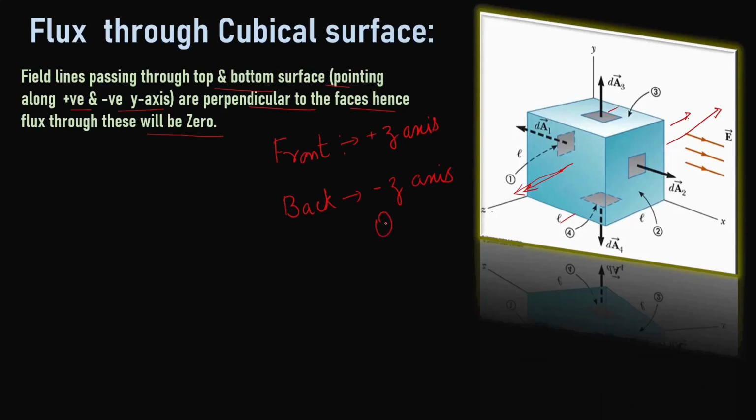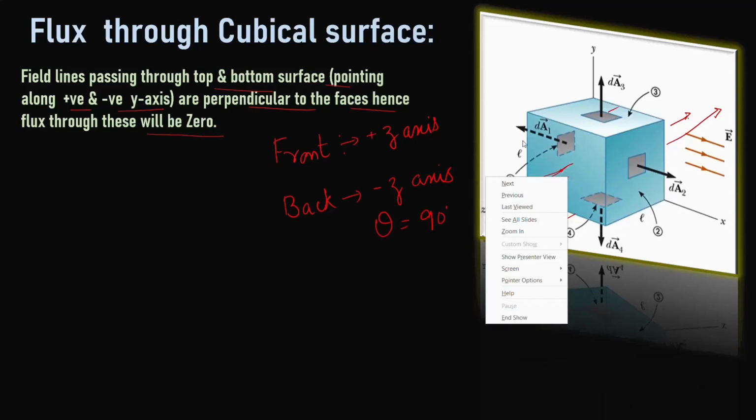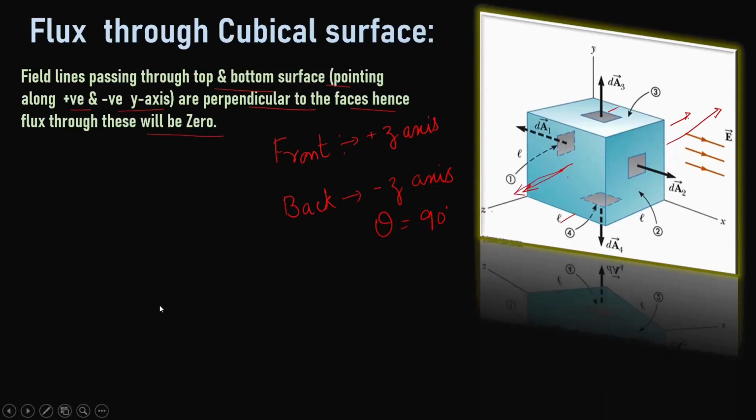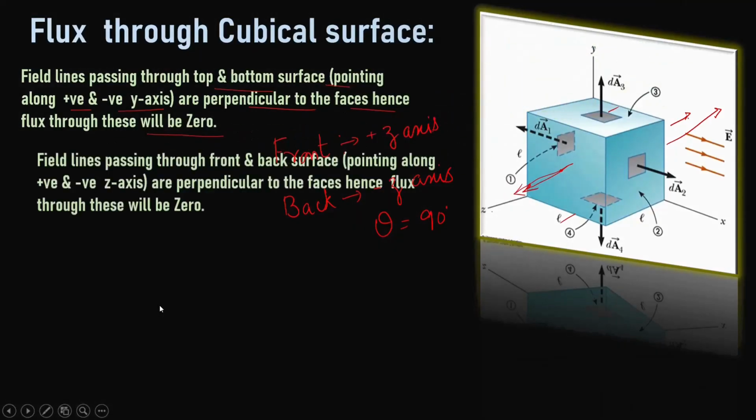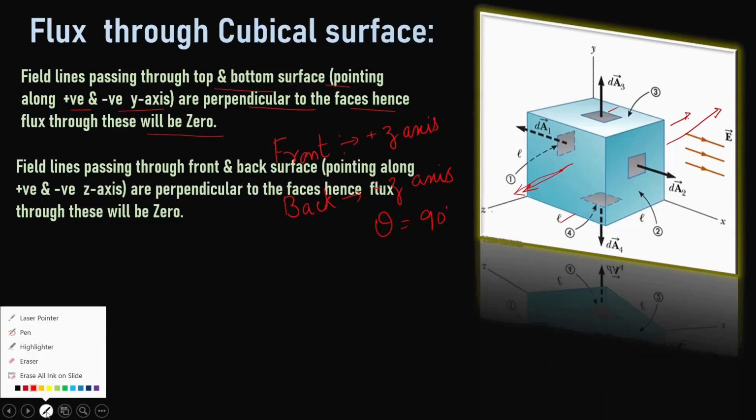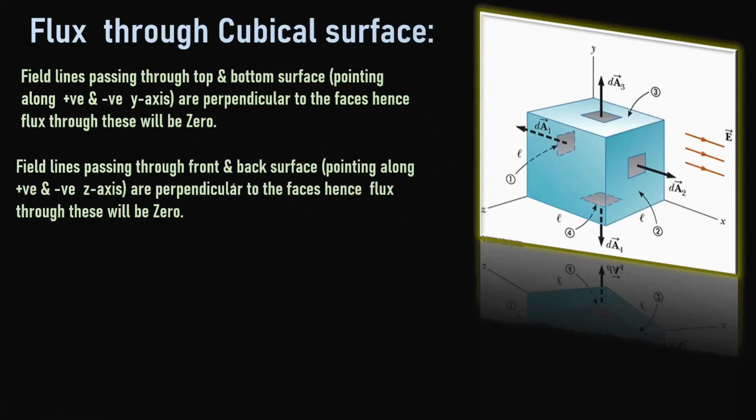Again, what we notice is that the angle between electric field and area vector becomes 90 degrees. So the flux associated with the front portion and the back portion again becomes 0. So what is our next conclusion for the other 2 surfaces? Here we find that the field lines passing through the front and back surface, which are pointing along the positive and negative z-axis, are perpendicular to the faces and hence the flux contribution will be equal to 0. Now with 4 faces we have dealt.